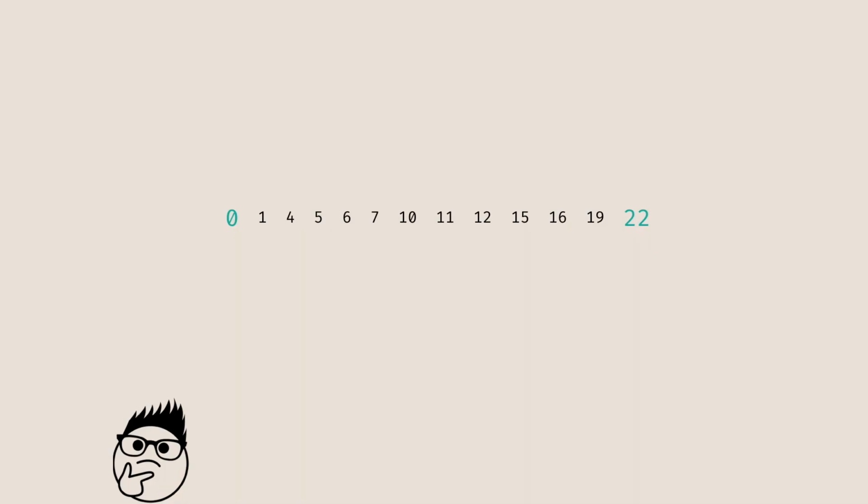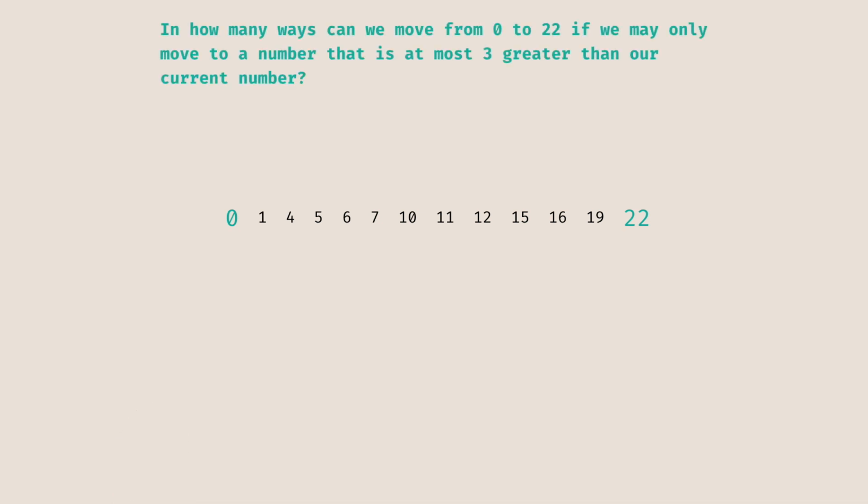All right, now let's talk about part 2. Part 2 asks a much harder problem. Here I have listed the same numbers as before, and they're still in sorted order, but this time we can formalize a different question. Now we want to figure out in how many ways can we move from the 0 to the 22 if we may only move to a number that is at most 3 greater than our current number.